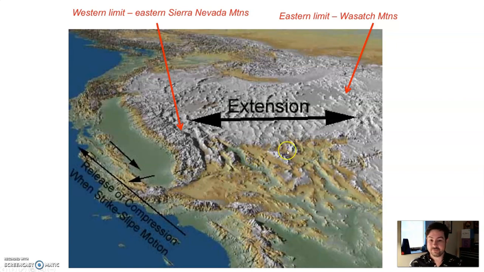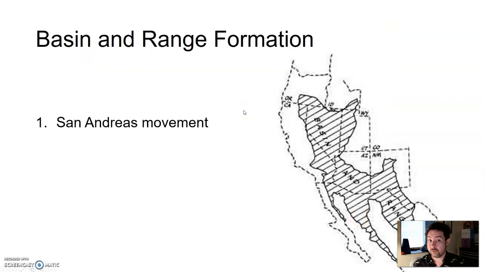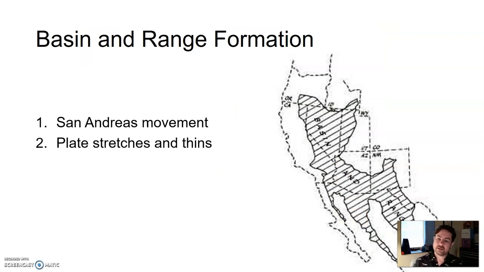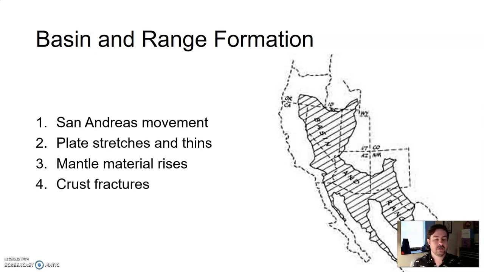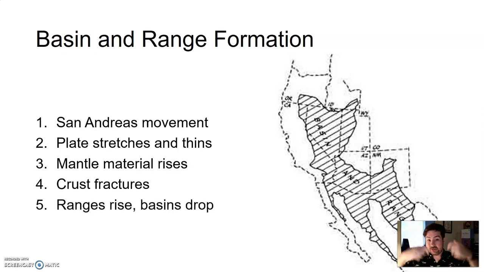All right, and that's kind of like a satellite image. You can see these uplifted ranges and flat desert basins. So you see that in the terrain. That's kind of the long story short. So again, movement along the San Andreas Fault caused the North American plate to relax, stretch, and thin out. Mantle material pushed up on this now thinned out material, causing the crust to further fracture. Some material raised up, those are the ranges. Some material fell down, those are the basins.